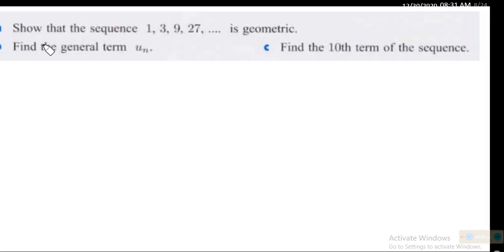Example 1. Show that the sequence 1, 3, 9, 27 is geometric. So we'll start with a.